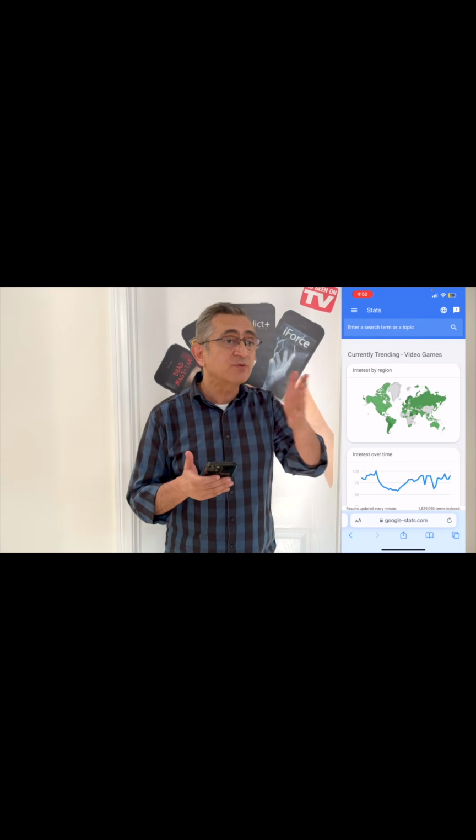Now, if there are several spectators that are watching your performance at the same time, and if all of them are following your instructions, then all of them will see basically the Google Stats page, and when they select the video games topic, all of your spectators will be paired with your phone.